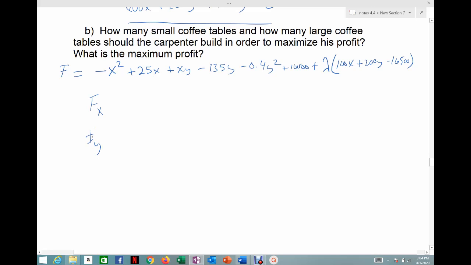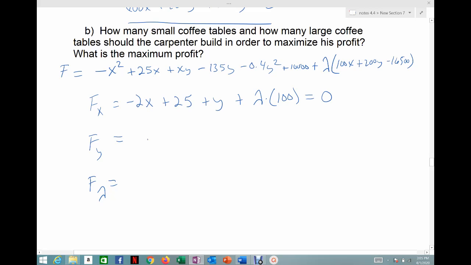So partial derivatives with respect to x, with respect to y, and with respect to lambda. Alright, so derivative with respect to x. So basically you just take the derivative of the original equation with respect to x. And so it's negative 2x plus 25 plus y, zeros out, zeros out, zeroed out. Then lambda times the derivative of the constraint with respect to x, so there's a number in front of the x, well that's the number that comes along, 100. Set it equal to 0 just because, again, it's proper to do that. And it's a key step that we want to see.